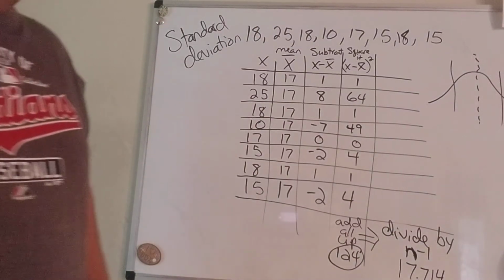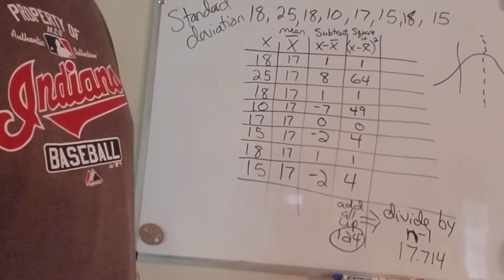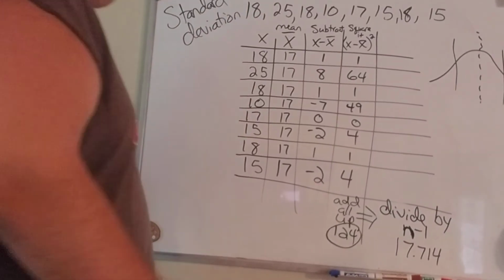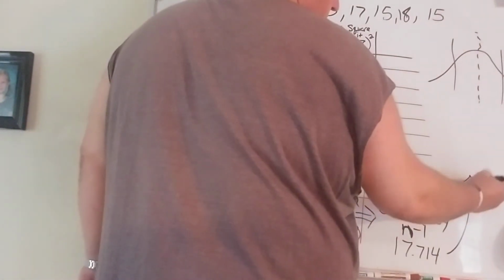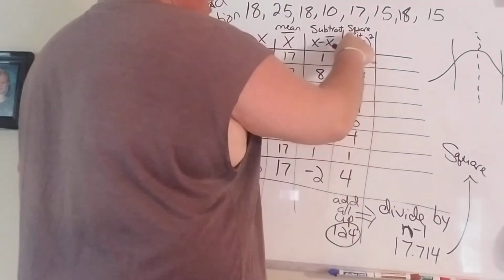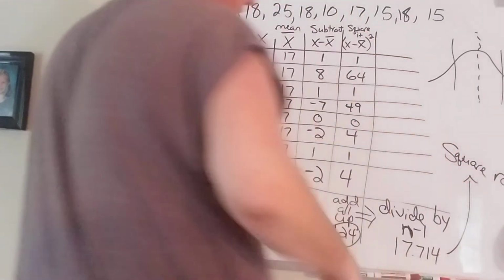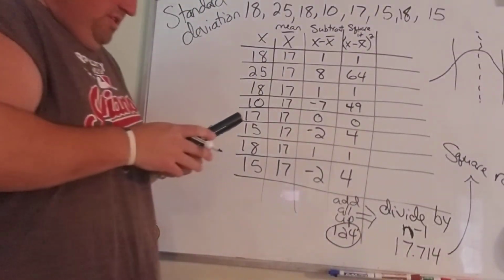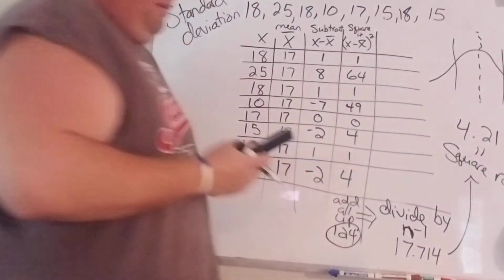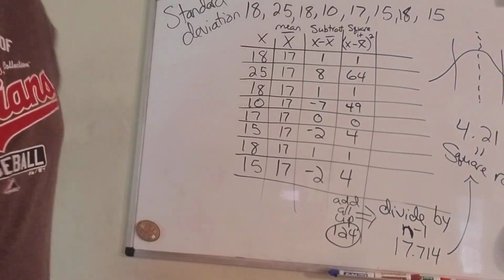Can you guys even see that on my board here? There we go. So you divide by n minus 1. And your last step is you square root that number. Because we squared it here, now we're going to do the opposite and we square root it. Which kind of seems counterproductive, but that's just what you do. So I'm going to square root that answer. And I got 4.21, we'll say.